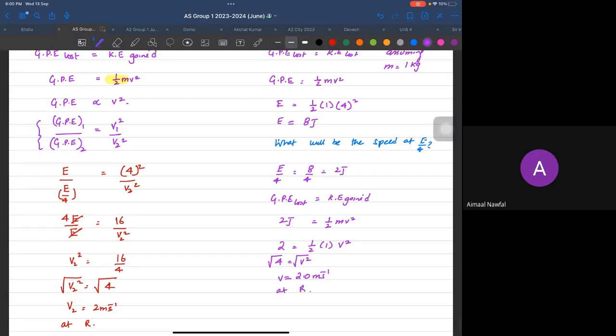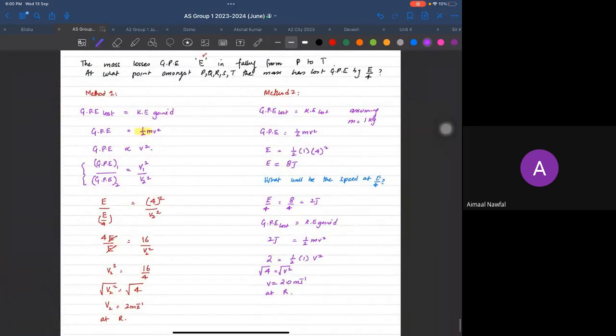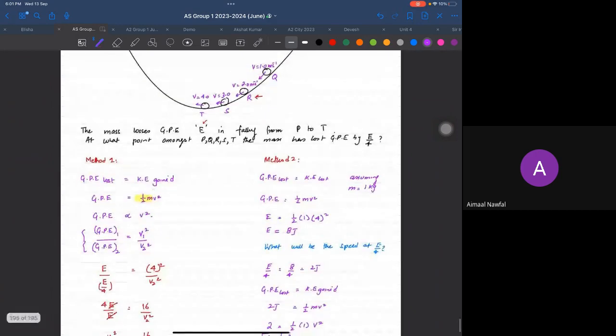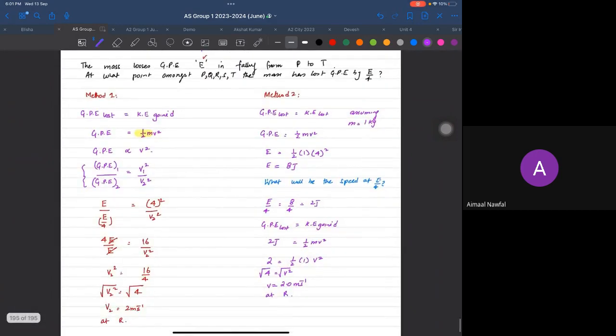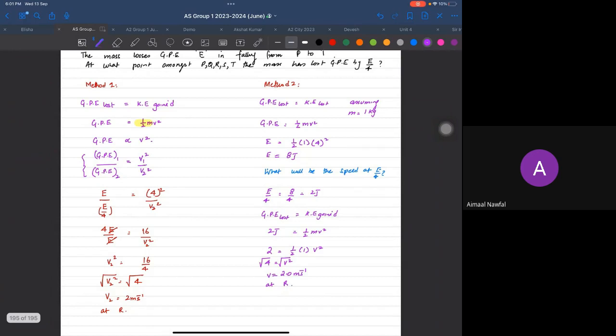So whether you're doing it with the relationship or with the supposed value, you will end up getting the same answer, because again I'm telling you, if the mass doesn't change, then at all points the mass would be the same and its speed would only affect gravitational potential energy, nothing else. If you have any questions, please let me know here.